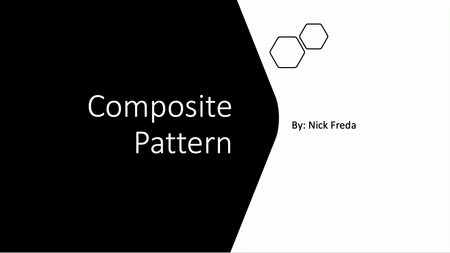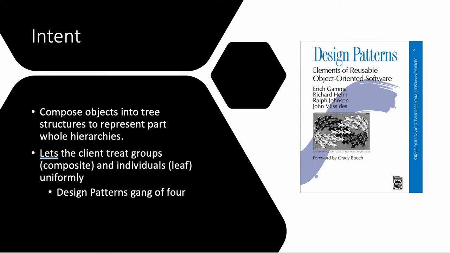For CIS566, I chose the composite pattern. The intent of the composite pattern is to compose objects into tree-like structures to represent part-whole hierarchies. These part-whole hierarchies let the client treat the groups and the individuals uniformly. The groups within the hierarchy are the composites, while the individuals are the leaves.